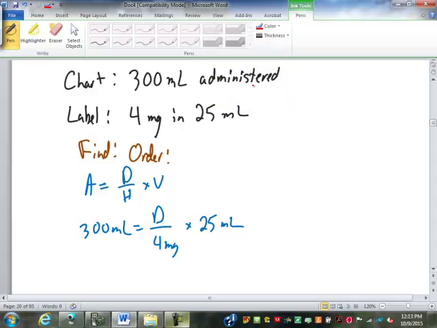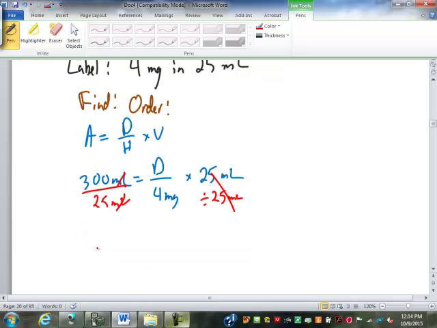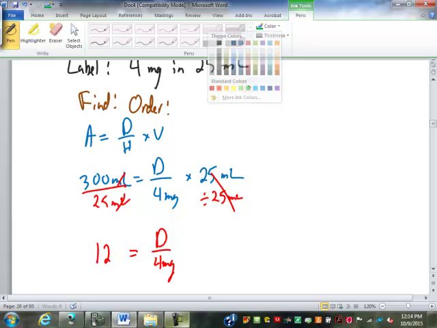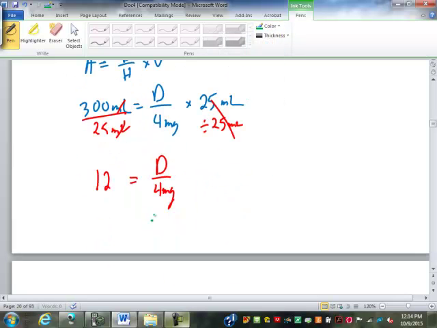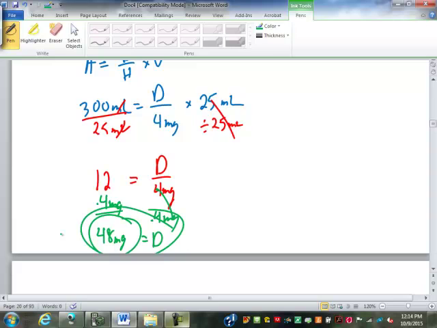What'd you do first? Divided by the 25, okay? So the milliliters over here cancels out. 300 divided by 25 is 12. Then what? Times the 4 milligrams. We get 48 milligrams. So the doctor's orders was 48 milligrams.